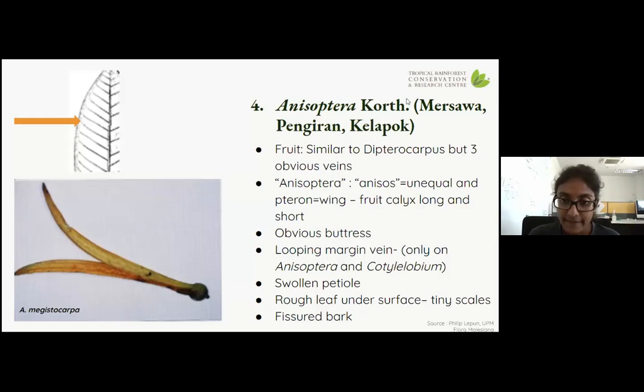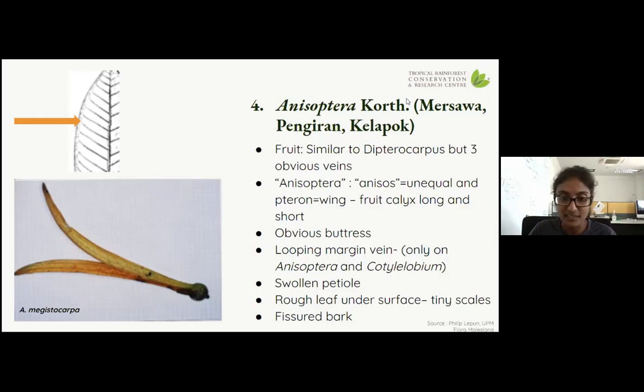They have obvious buttress, and they have this special venation called the looping margin vein. So you find this type of venation in Anisoptera and also in the Cotylelobium genus, which I'll be covering after this. So looping margin vein means that the secondary vein, just as it goes from the midrib and right before it reaches the margin, will start to loop and join together with the neighboring secondary vein. So along the leaf margin, you find these nice loops.